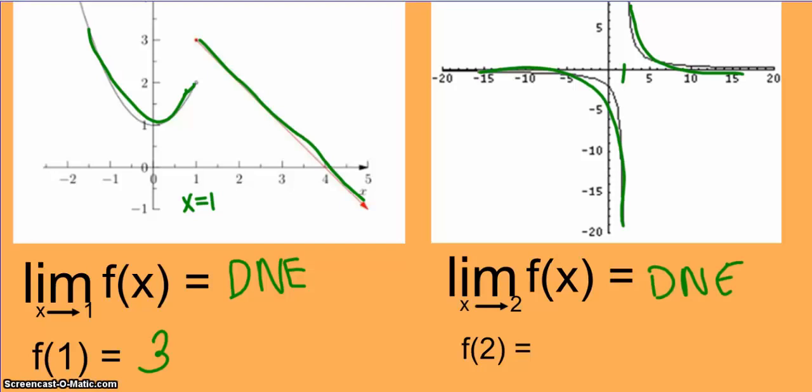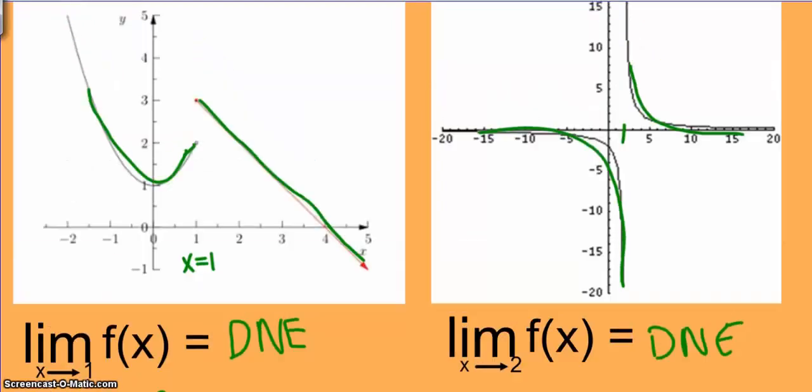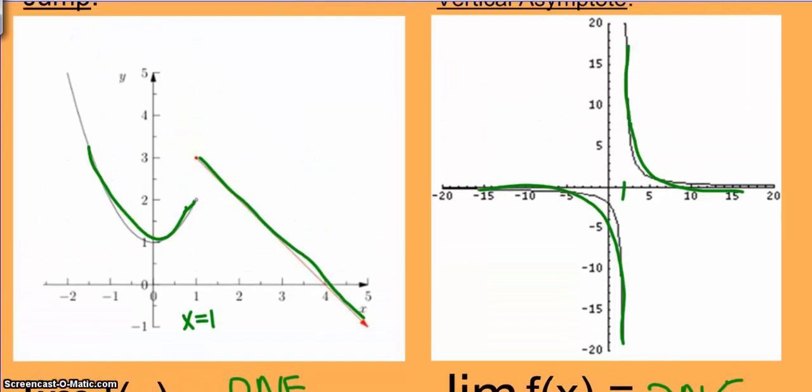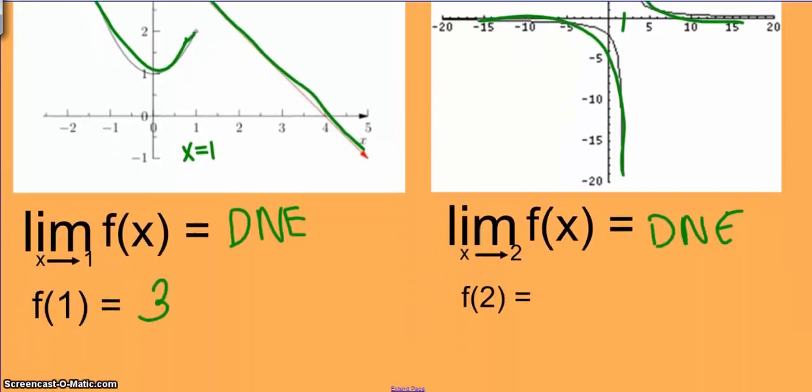And the value of f of 2, as we just said, one of the sides is going all the way up, one of the sides is going all the way down. So this does not exist.